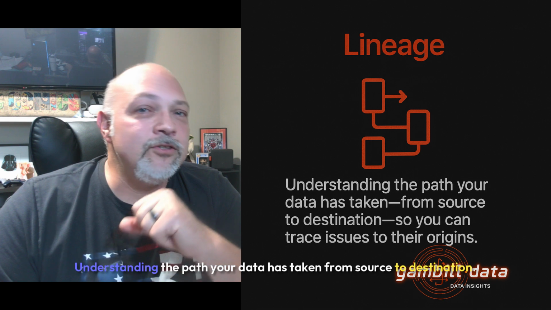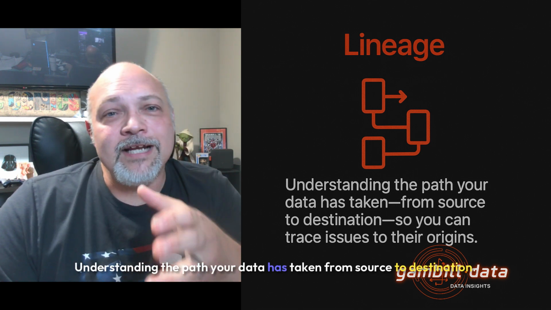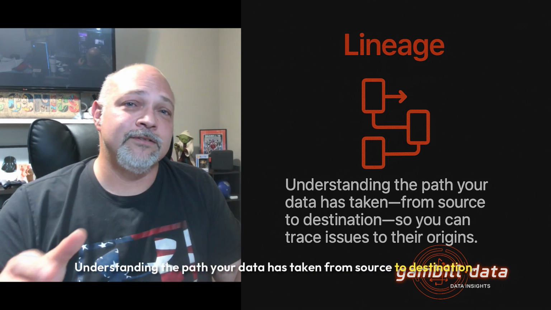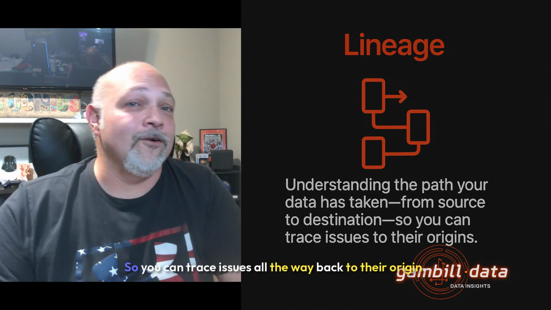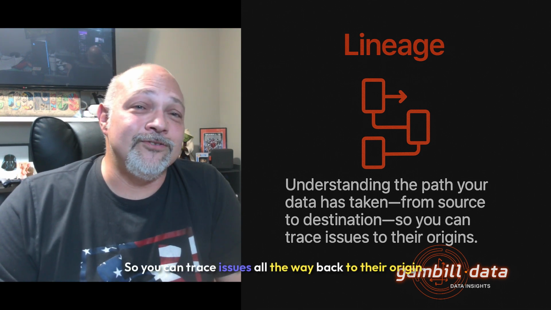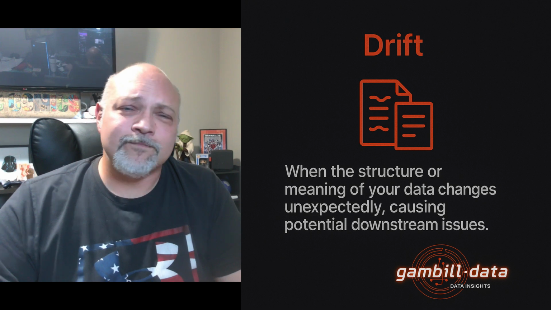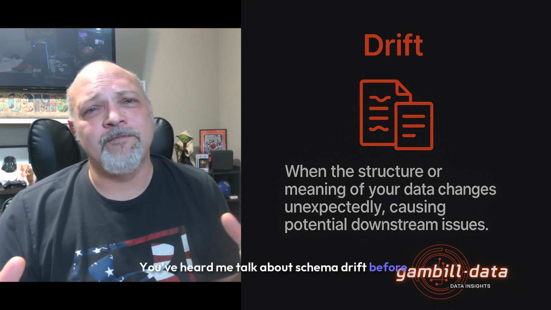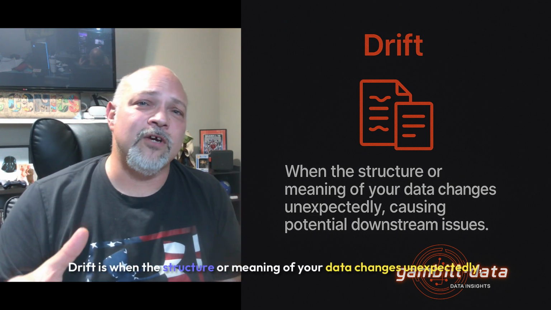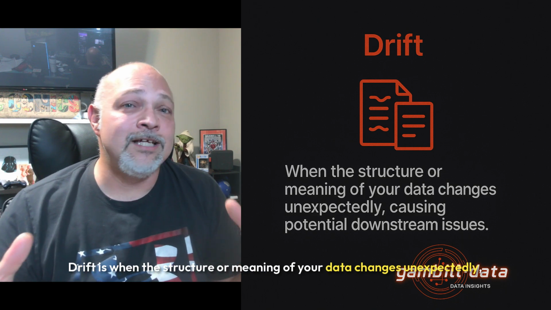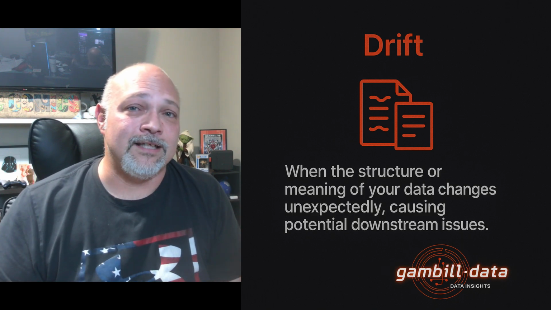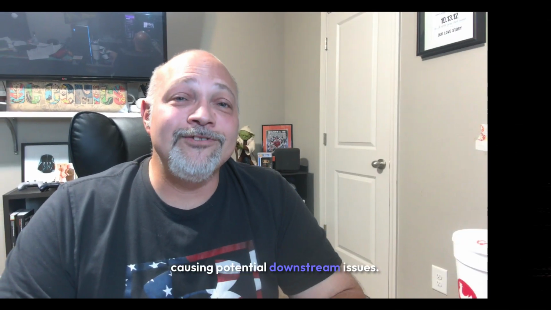Lineage. Understanding the path your data has taken from source to destination, so you can trace issues all the way back to their origin. Drift. You've heard me talk about schema drift before. Drift is when the structure or meaning of your data changes unexpectedly, causing potential downstream issues.